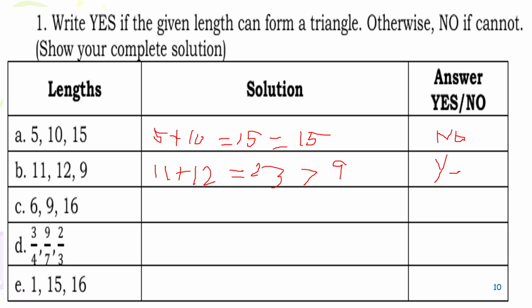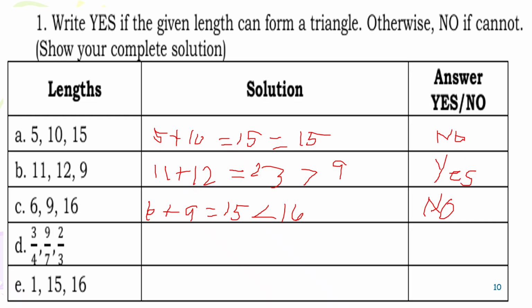Okay, so this is yes. And then 6 plus 9 equals 15. And 15 is less than 16. So the answer here is a big no.